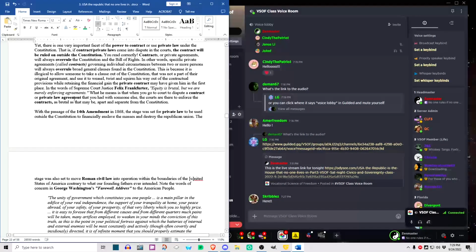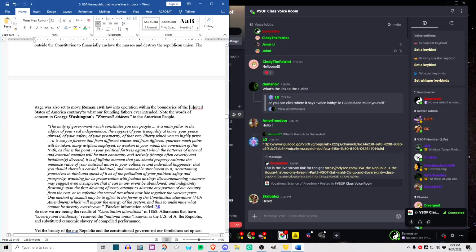With the 14th Amendment in 1868, the stage was set for private law to be used outside the Constitution to financially enslave the masses and destroy the Republican Union. The stage was also set to move Roman civil law into operation within the boundaries of the United States of America, contrary to what our founding fathers ever intended. Note the words of concern in George Washington's farewell address to the American people.